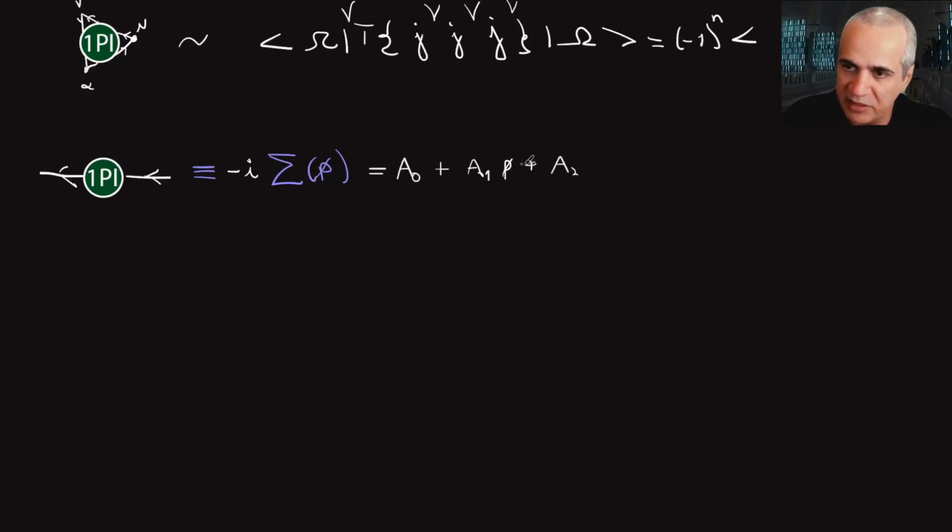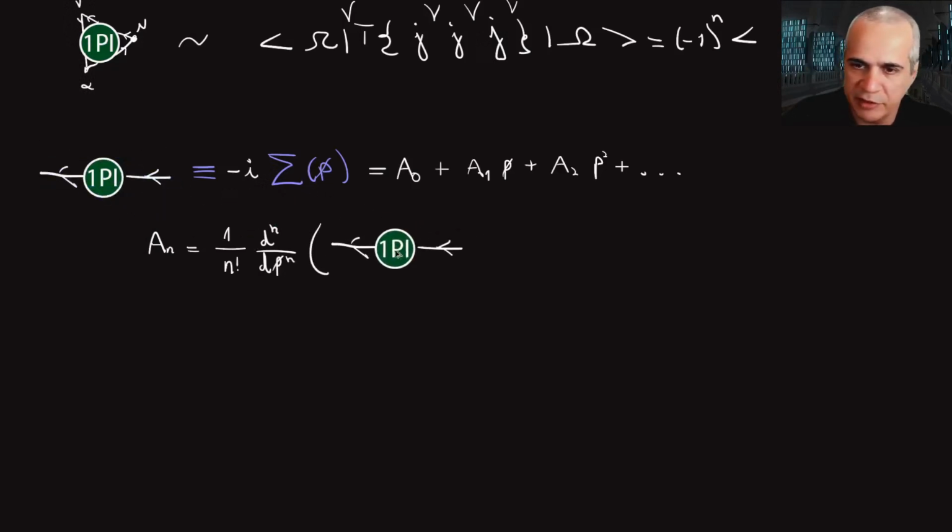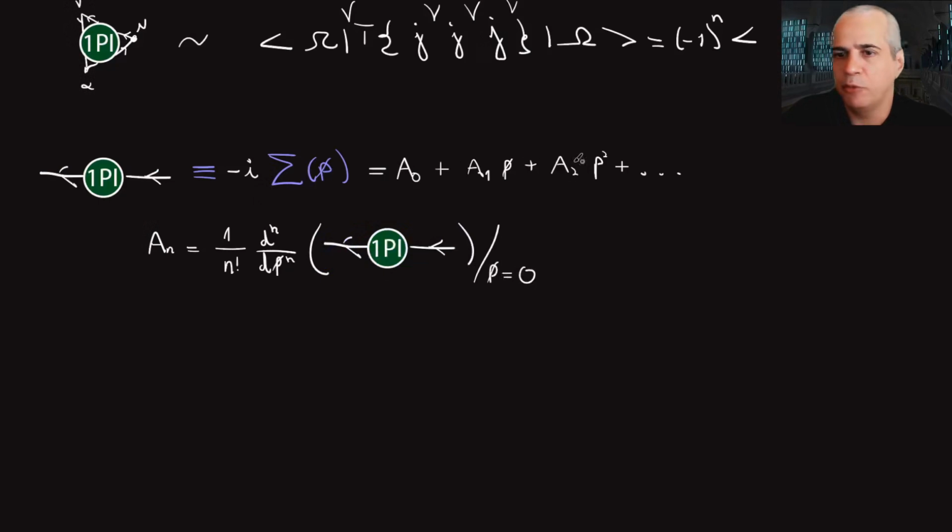So then you have p slash times p slash, which is p squared, and so on and so forth. And these coefficients are defined by this derivative with respect to p slash of this 1PI function, right, close to p slash going to 0. So I'm doing essentially a Taylor series for this diagram.